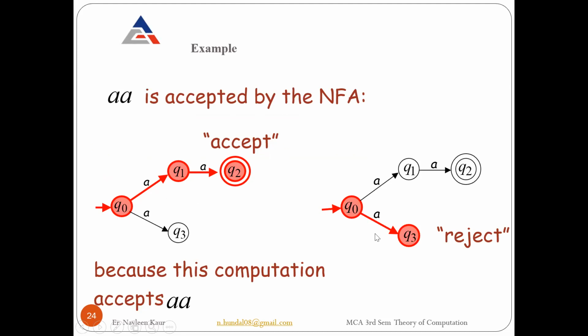However, if I choose the other path, from Q naught, if I apply A, it will take me to Q3. And from Q3, I check that I still have one more input A, right? So I can see that there are no more states to handle it. It means my input is not fully consumed. When your input is not fully consumed, you are still left with some input, it means that string is rejected. So this is accepted. If you follow this path, AA is accepted. If you follow this path, AA is rejected.